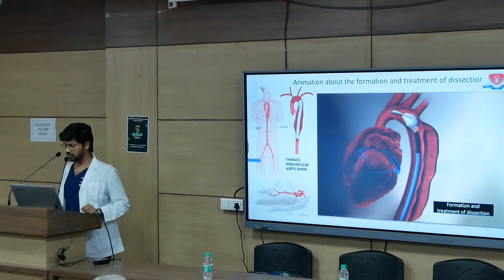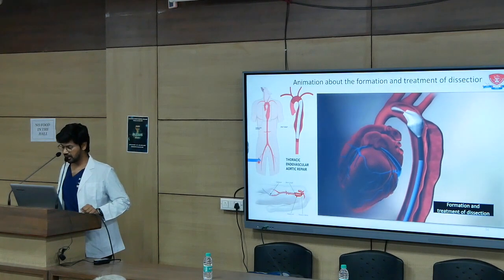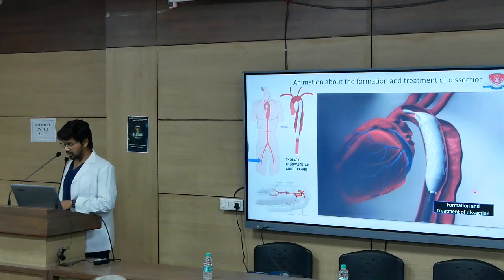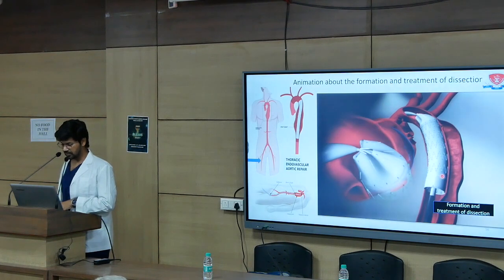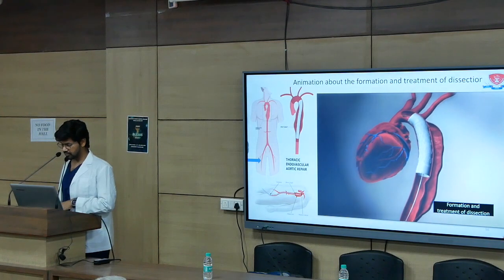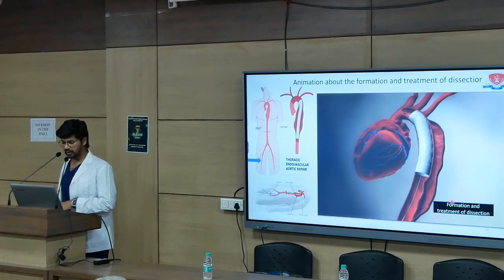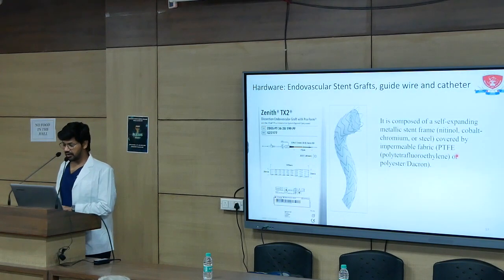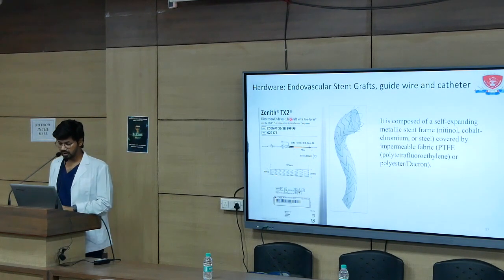In our case, we used the femoral artery access, through which the true lumen was cannulated with the help of a guide wire and catheter. Now we are negotiating the guide wire. Once we confirm that we are in the correct position, we deploy our stent. This is the hardware device which we are using. It is a Zenith TX2 endovascular graft. It is a self-expanding metallic stent frame which is covered by impermeable fabric.